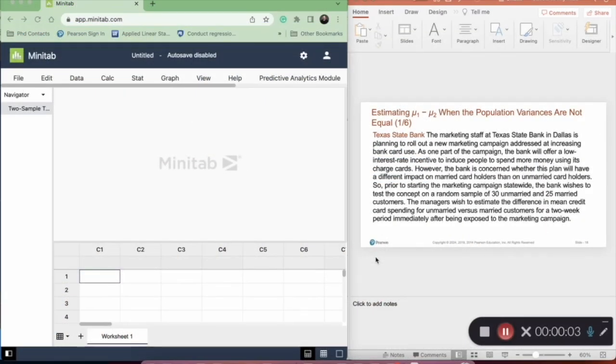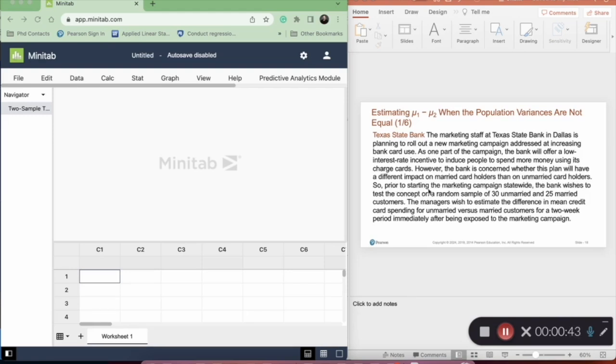Okay, the marketing staff at Texas State Bank in Dallas is planning to roll out a new marketing campaign addressed at increasing bank card use. As one part of the campaign, the bank will offer a low interest rate incentive to induce people to spend more money using its charge cards. However, the bank is concerned whether this plan will have a different impact on merit card holders than on unmerit card holders. So these are my two groups, two populations, merit card holders versus unmerit card holders.